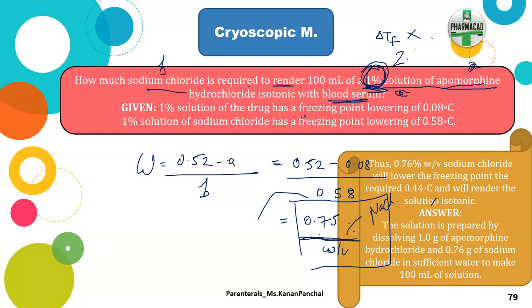अगर ये 2% होता, then क्या करते तुम लोग? अगर एपोमॉर्फिन परसेंटेज 2% होता तो भी आंसर सेम होता कि अलग होता? मैम 0.75 1% के लिए आया था, 2% के लिए कितना? तो क्रॉस मल्टीप्लाई करते हैं. किसको? डिप्रेशन एंड फ्रीजिंग पॉइंट को. ओके, 0.08 को हम 2 से मल्टीप्लाई करते एंड दैट वी वुड यूज एज ए.